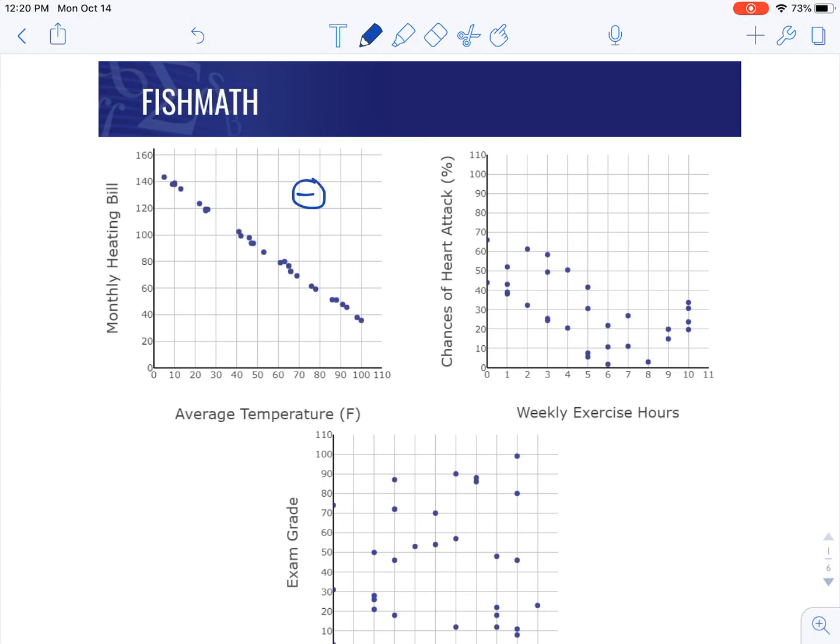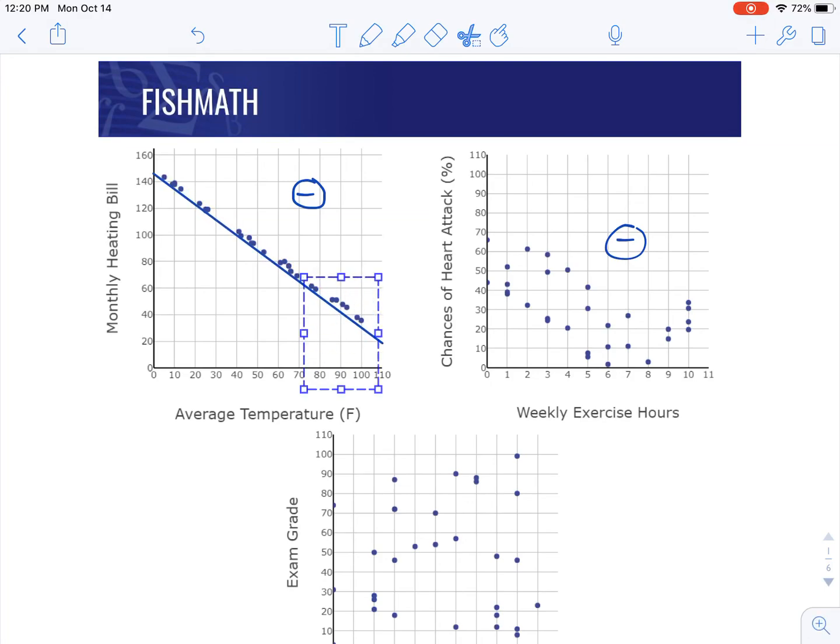On the right, very similarly, as the weekly exercise hours goes up, the chances of a heart attack goes down as well from left to right. So again, that means the correlation is negative. But you can tell these two are very different from each other. On the left side here, this is very close to a line. It's very close to a line of best fit if you were to draw one in.